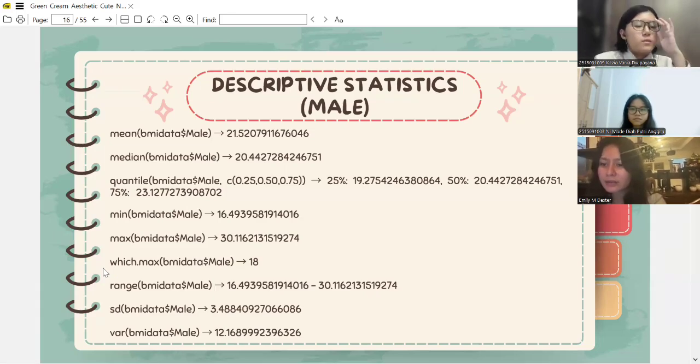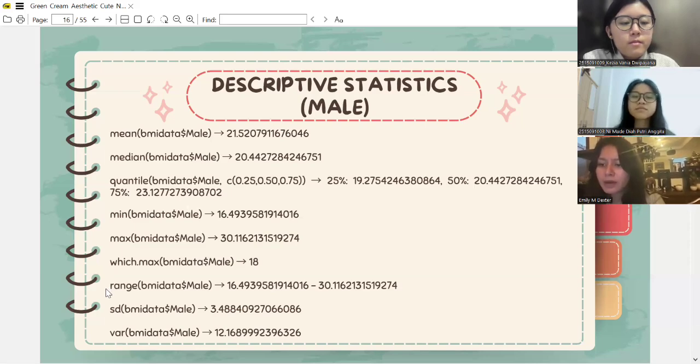Next is the range. This function shows both the minimum and maximum values again, but it helps us understand the overall spread of the data. The BMI values for males range from 16.49 to 30.12, meaning there's a difference of about 13.6 BMI points between the smallest and largest values.